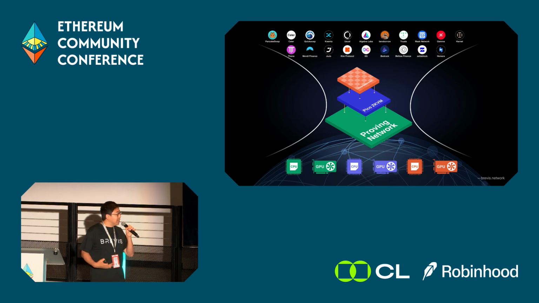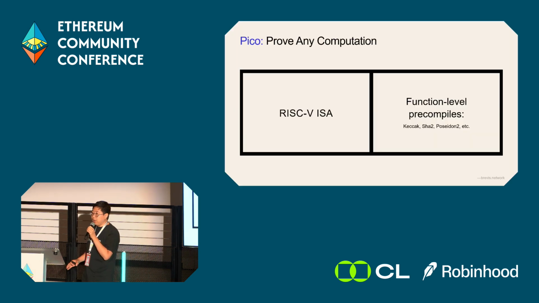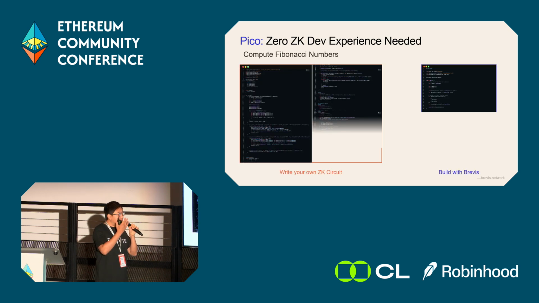So Brevis is actually three components: our zk coprocessor, the Pico zkVM, and the proving network. In the middle of our stack is the Pico zkVM that allows you to really prove any kind of computation you want. It is a RISC-V ISA-based zkVM with a bunch of function-level precompiles to accelerate certain operation speed. And the first thing about Brevis is it is developer-friendly, right?